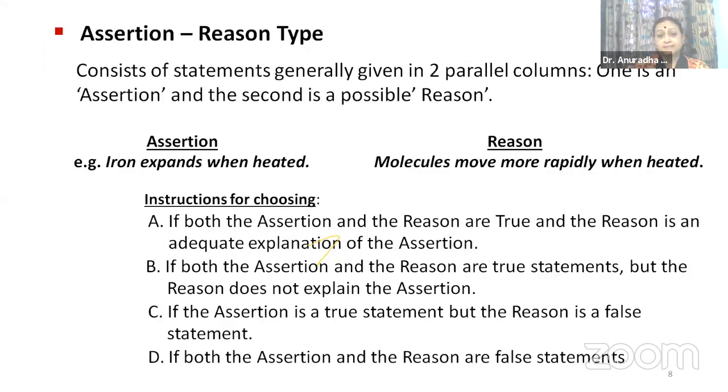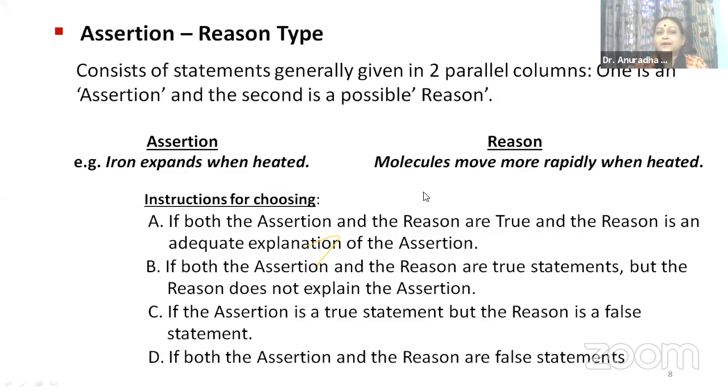The assertion reason type. This is also an excellent kind of format, especially when you want to design questions which are more demanding in terms of students' level of thinking. So basically you have two parallel columns. One consists of an assertion and one is a reason. Now for example, the assertion could be: iron expands when heated. This is just one statement. Somewhere else there's a reason: molecules move more rapidly when heated.